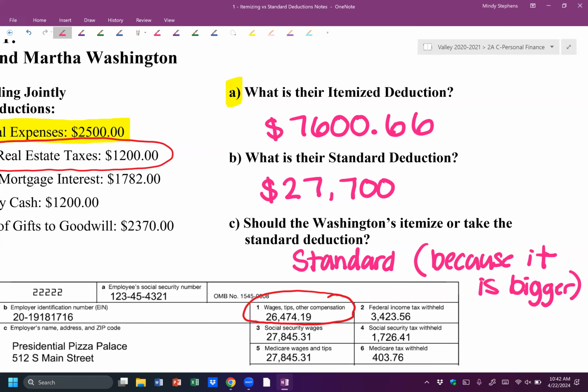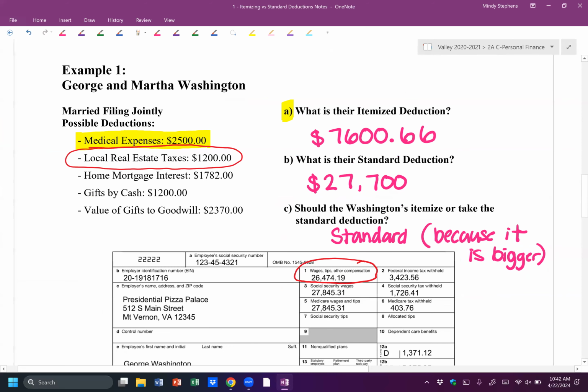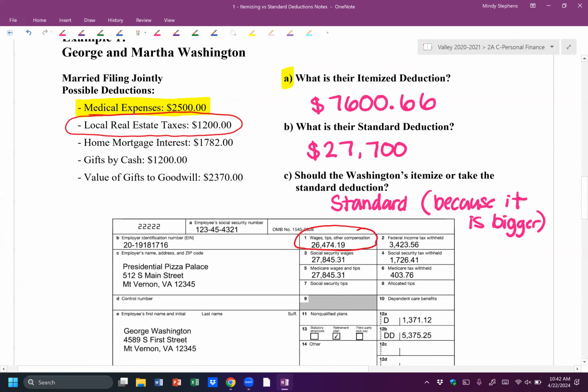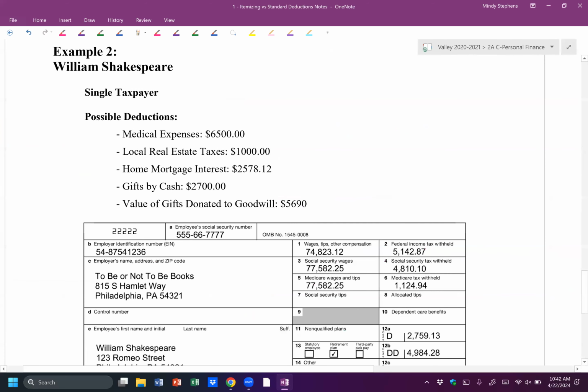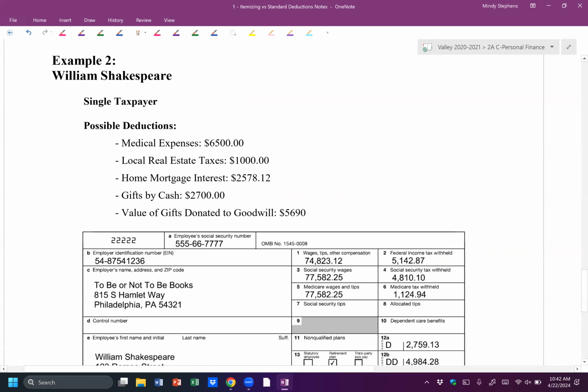Okay, we're going to do one more of these. We're going to go through it a little bit faster now that you've seen it. So you can put those two papers away. The next one, you've got William Shakespeare, a single person, one W-2. We're going to fill out his form.